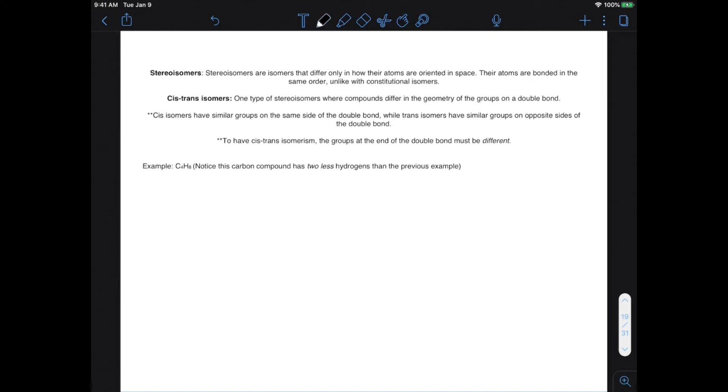You notice here with this molecular formula, there are 2 less hydrogens than the previous example. And that'll be important to note here and for a later slide. So here's this compound. There's 2 less hydrogens, so we have to think about what that means. In this case, with 2 less hydrogens, there is an additional bond somewhere in the structure that takes the place of those 2 hydrogens.